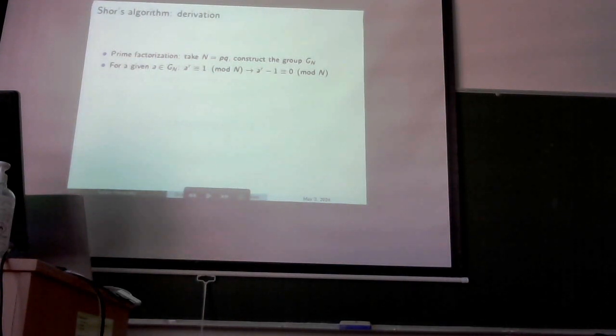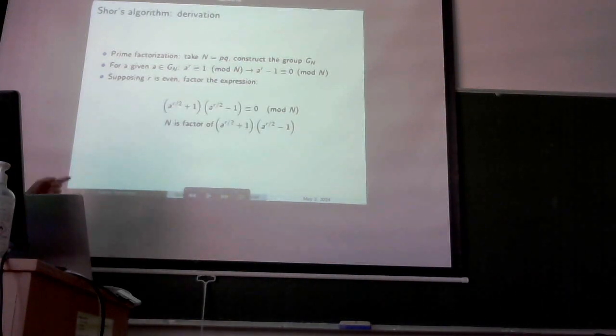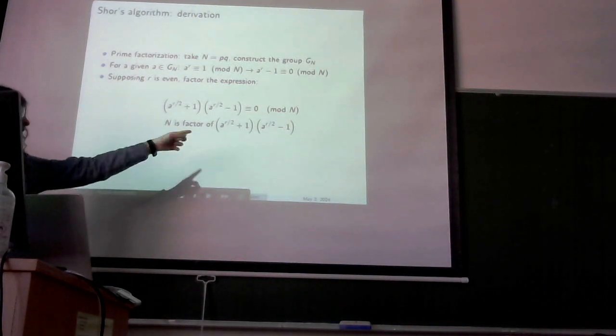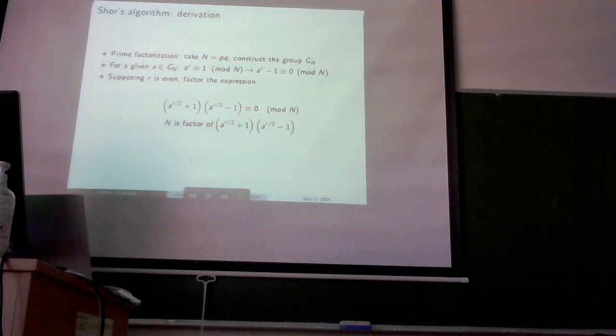Well, we are going to use this group with our input number n, and we can play with the expression of the order. We can rearrange this expression by supposing that r is an even number, because if r is an even number, we can split this expression and we get the following congruency, which essentially means that n is going to be a factor in this entire expression composed by these two factors.